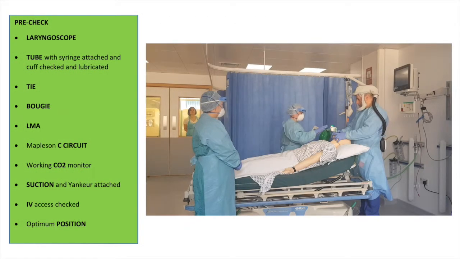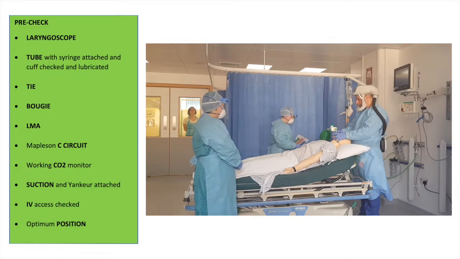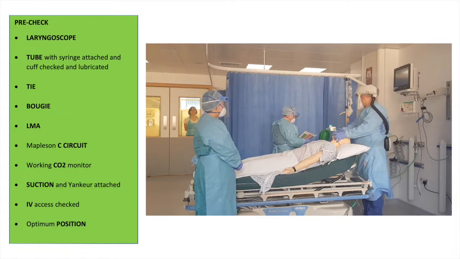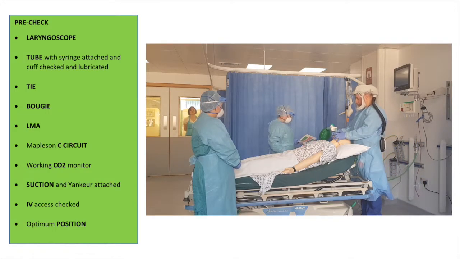We have set up as per the locksip, so mask, angle piece, spiral filter, capnograph, water circuit. We're connected for the monitoring. I've got a size 8 tube ready that I've checked. I've got a tie, a bougie, an LMA 4, and oropharyngeal airway if it's required. Suction is on maximum, yeah? Okay, and I've confirmed the IV access is working.